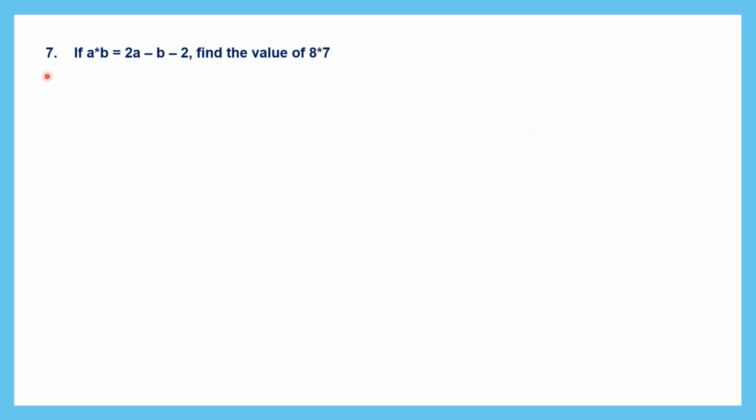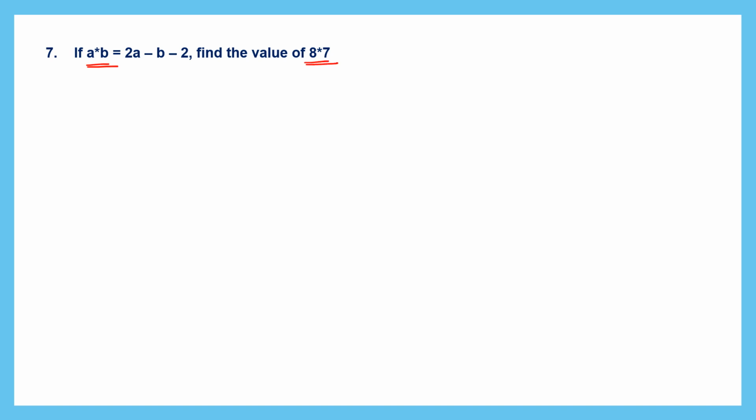Question 7. If A star B is equal to 2A minus B minus 2, now this we know. A star B, the operation can be anything there. If that is equal to 2A minus B minus 2, now we are asked to find the value of 8 star 7. So in this case, what we do is take this and this.